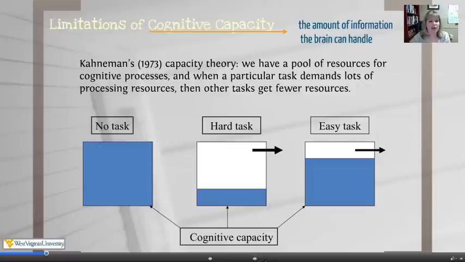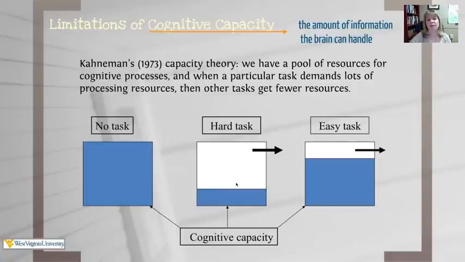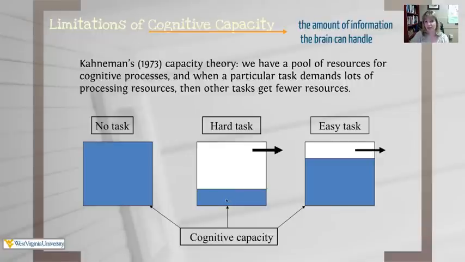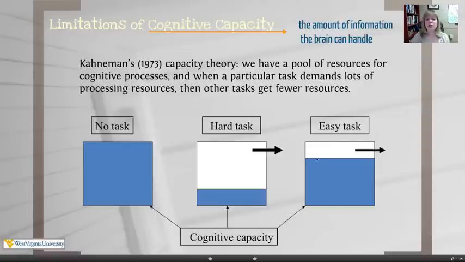So when we don't have any tasks going on, you can see here we have all sorts of resources that we could apply to something. But if we have a really demanding task that requires a lot of thought or a lot of concentration, concentration, for instance, takes up a lot more of those resources, which means that we don't have a lot of extra resources, indicated by the blue here, that we can apply to additional tasks at the same time. However, if we're doing an easier task that's a little more automatic, that we've practiced longer, then we have more cognitive resources that we can put towards accomplishing that task.